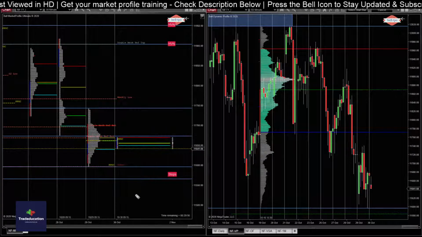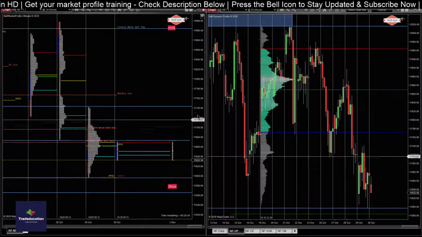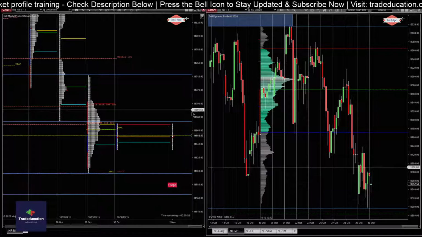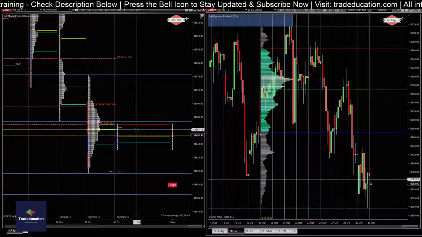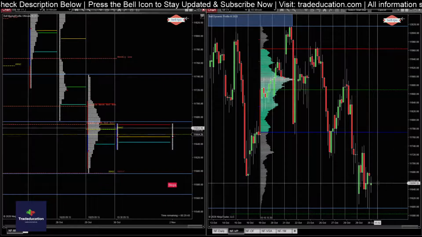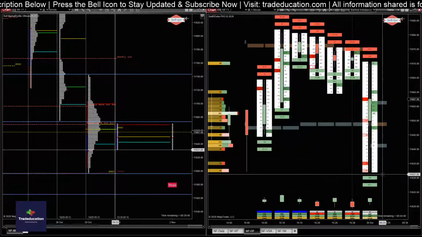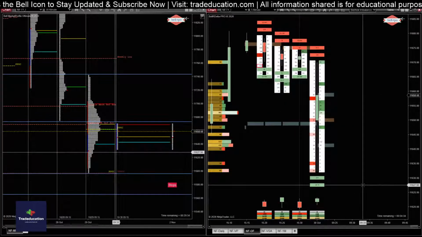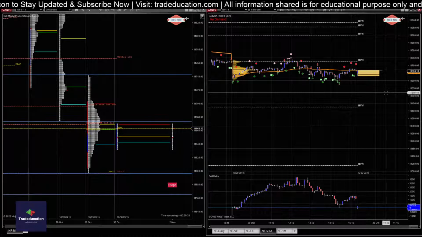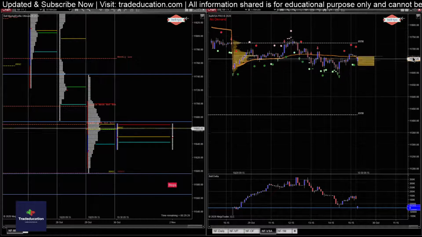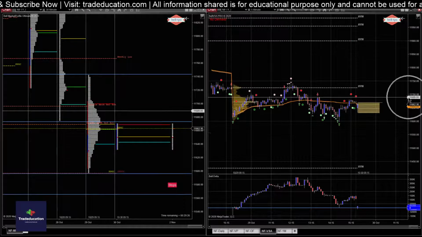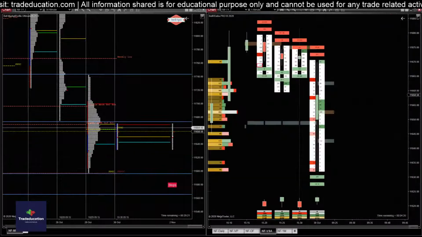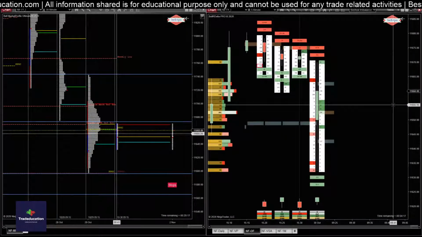Right now we are seeing rejection around the epoch levels. This is a rejection level at the epoch. Here we are still trading within yesterday's range. Nothing much has changed yet. Overall positive delta. So let me just jump to the order flow chart.